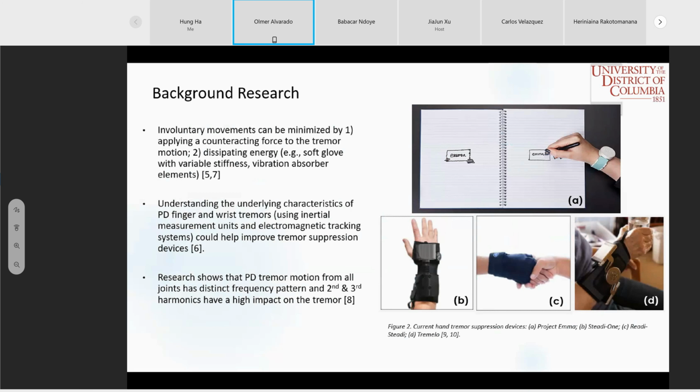And to develop more effective ones, we can further analyze 3D tremor using many techniques and components such as IMUs. In one of the articles, we also found that Parkinsonian tremor motion has a unique frequency pattern, and that the second and the third harmonics are significantly important. And this led to the development of the mathematical model I will discuss later.